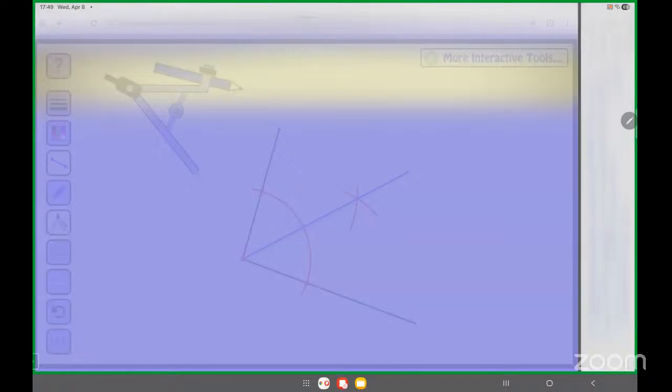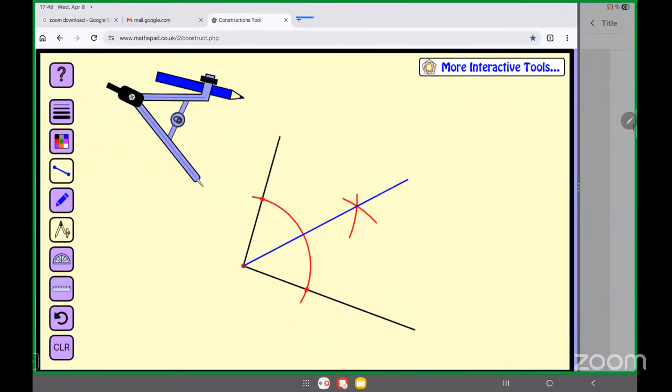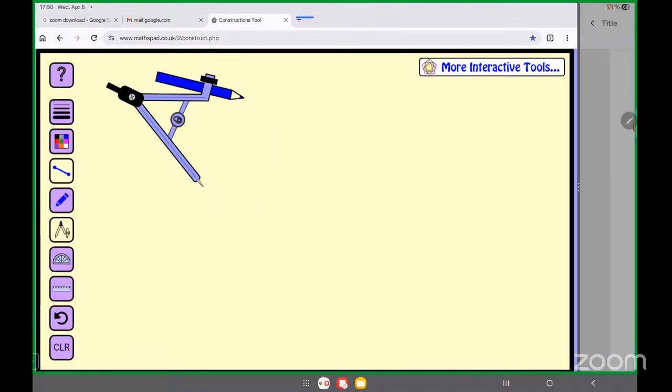So the bisector line, we construct a perpendicular bisector. All right, so let's go and bisect this line segment. Let's say I have this line, but I want to bisect it. I want to find the halfway mark. I have to construct a perpendicular bisector.